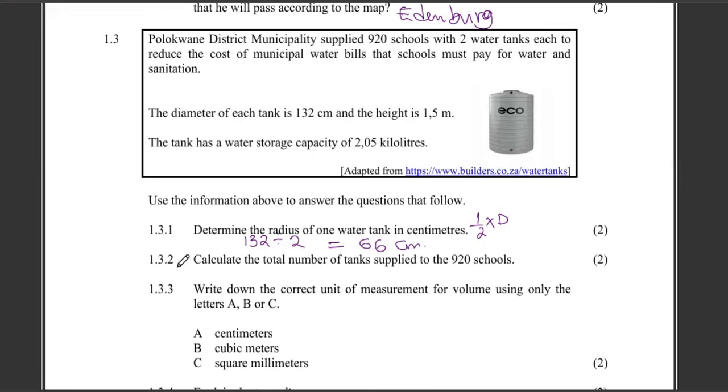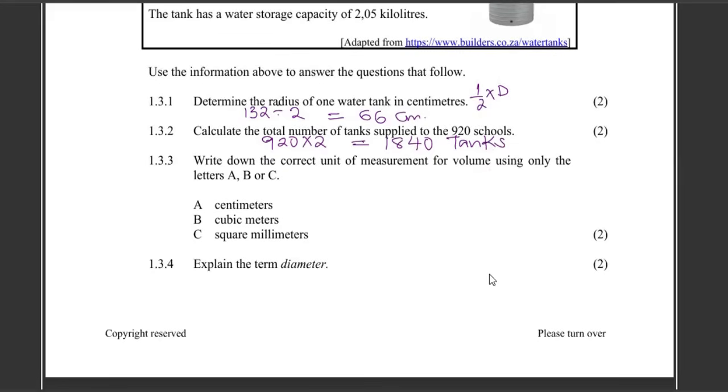Centimeters. Calculate the total number of tanks supplied to 920 schools. So if each takes 2, we have 920 times 2, which is 1,840 tanks. Okay, write down the correct unit of measurement for volume using only the letters A, B, C. So volume will always be cubic. So here we have the answer as B. Yeah.